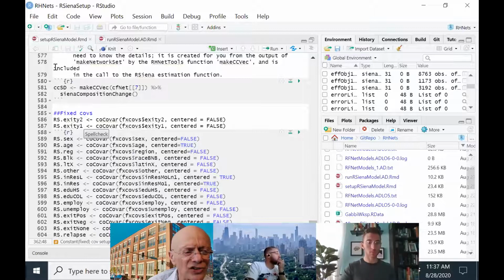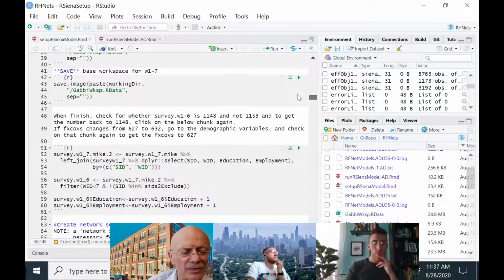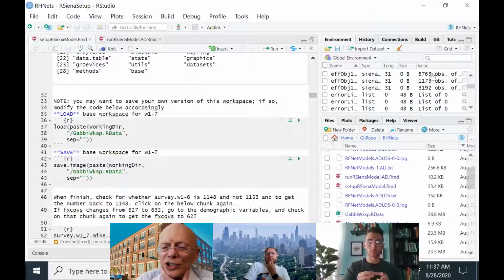So in a sense, the setup creates the model and then the run. And once you create the model, you want to, in a sense, save it. And this is where you save it, right here. And then when you save it, this will save right here in your C drive. And it'll also be available to you in your work environment.